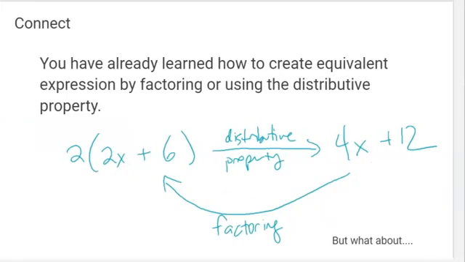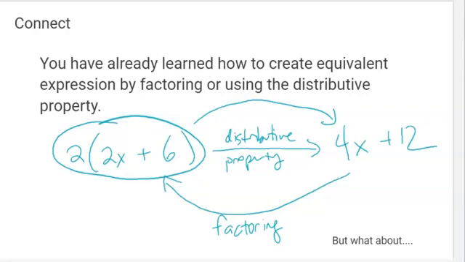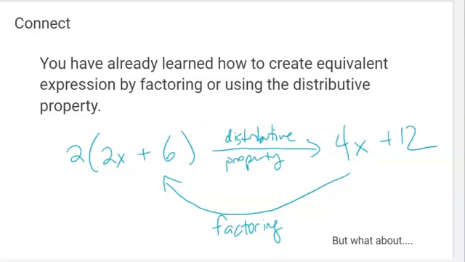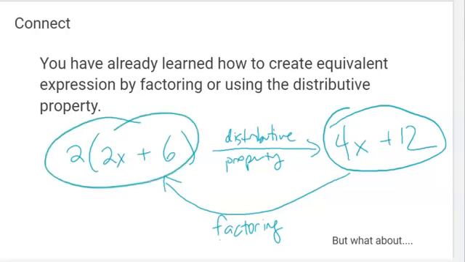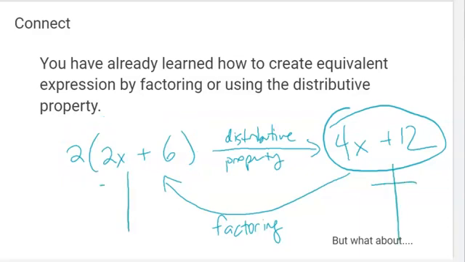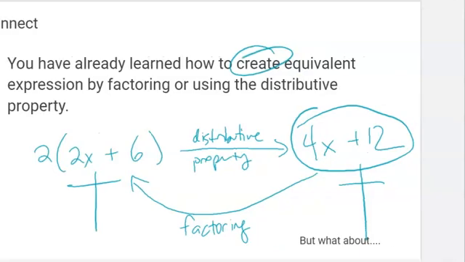Before I do, we've already learned how to create equivalent expressions by factoring and using the distributive property. We've kind of done this to death. If we take an expression in this form and switch it to one in this form, we call that using the distributive property. If we take one that's already in this form and put it back in this other form, we call that factoring. And that saved us from having to do all that business. So that was one way we could create equivalent expressions, and we're going to do another today.